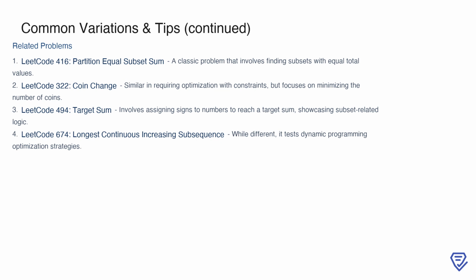LeetCode 494, Target Sum, is another great example, as it involves assigning signs to numbers to reach a target sum, which is conceptually similar to subset-related logic. Finally, while LeetCode 674, Longest Continuous Increasing Subsequence, may seem different at first glance, it shares a focus on dynamic programming optimization strategies, making it a useful problem to practice. Exploring these problems will not only reinforce the concepts but also help you recognize patterns more effectively in interviews.